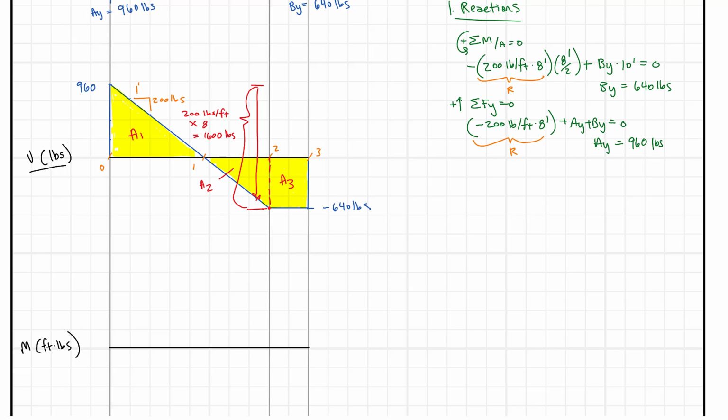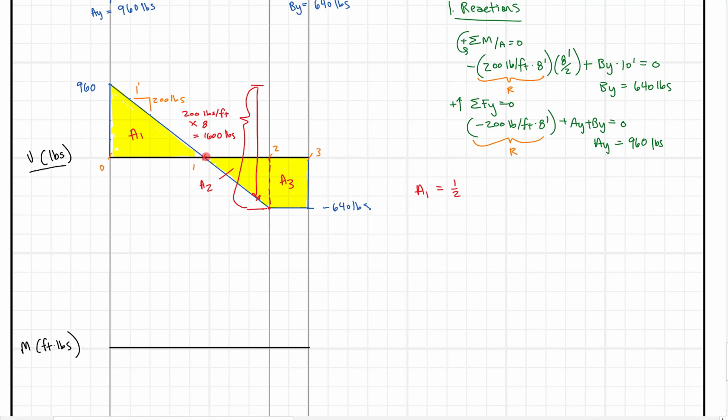So what we want to do is go through and find those areas to do our moment diagram. So area 1 is just a triangle, right? So 1/2 base. This is where we don't know what this base is, where we haven't solved for it yet. We need to solve for that distance.